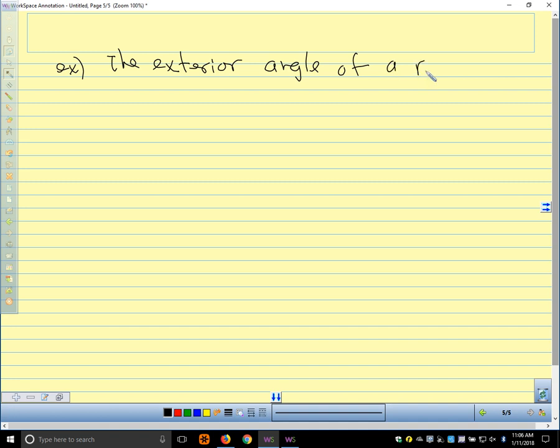Of a regular polygon is 30 degrees. How many sides? So is 30 degrees all of them together, or is that one of them? That's one. The angle means one.